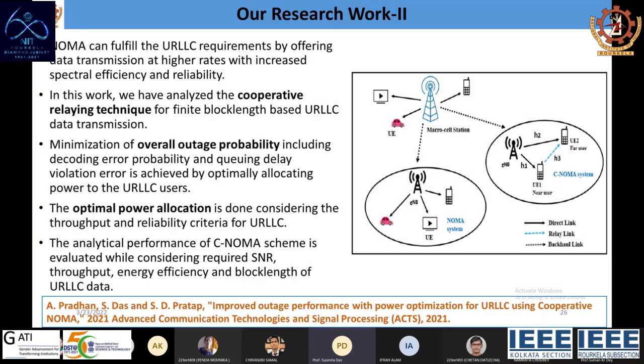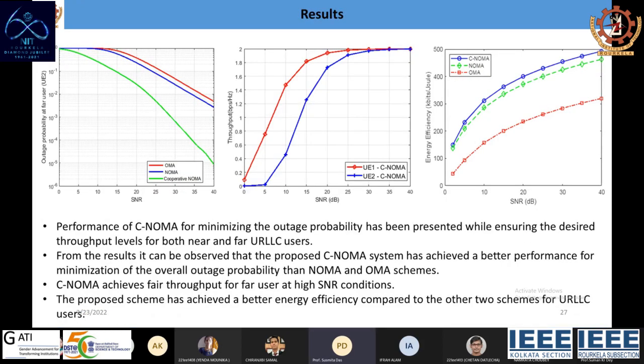Okay, so that is one piece of work, and another research work carried out is improvement of outage performance with power optimization for URLLC using NOMA. NOMA can fulfill URLLC requirements as discussed, by offering data transmission at higher rates, increased spectral efficiency and reliability. Here we have utilized cooperative relaying techniques for finite block length URLLC data transmission. The minimization of outage probability, including decoding error probability and queuing delay violation error, is achieved by optimally allocating power to the URLLC resources. This optimal power allocation is done considering the throughput and reliability criteria of URLLC. Some interesting results I can share here.